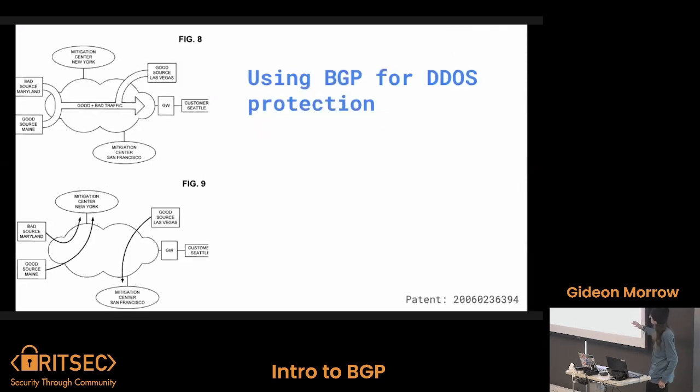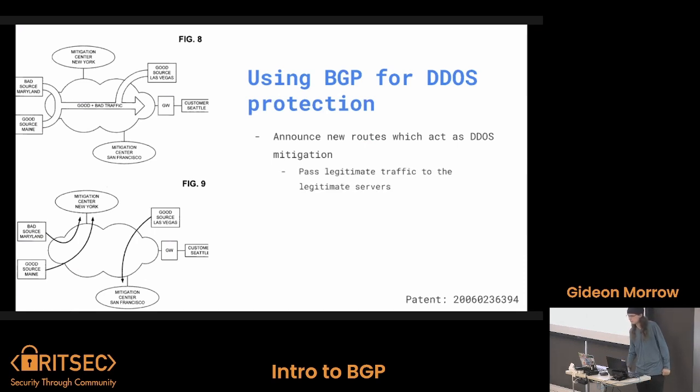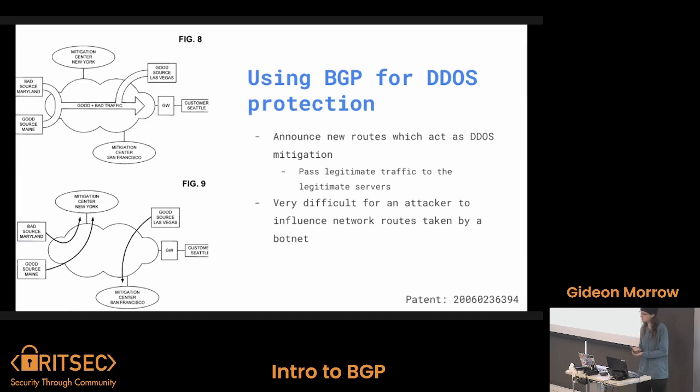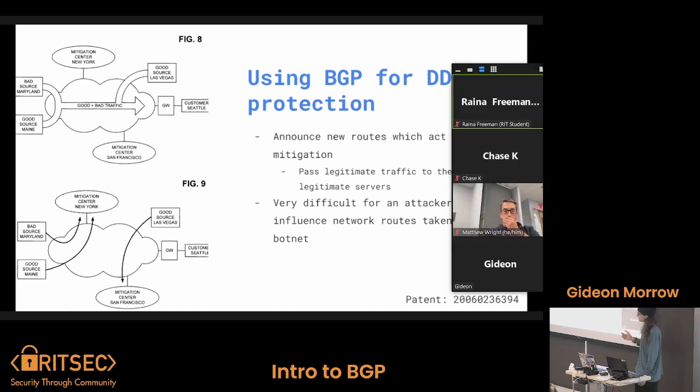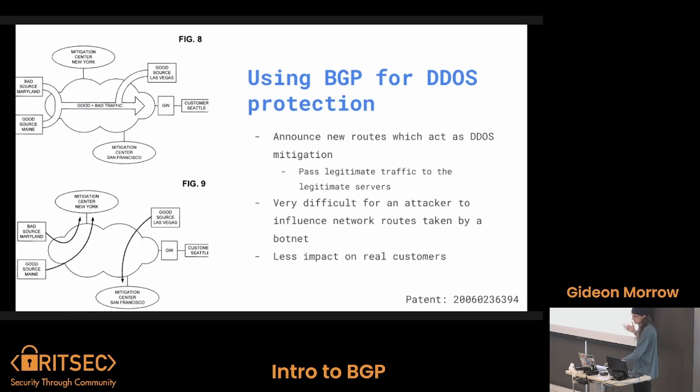And another interesting thing you can do, you can use BGP for DDoS protection, as a tool. Basically, you announce new routes, which act as the DDoS mitigation. Basically, you say, hey, instead of going to my data center, go to my something else. Instead of something like Cloudflare, for instance, where you would just be changing the IP address in DNS, this actually is going, botnets very rarely can control the BGP routes that they're using. And therefore, those mitigation servers will pass traffic to the legitimate servers. It's also very difficult for attackers to influence the routes, as I mentioned earlier. And it has less of an impact on real customers. If you're a real customer, you just get passed straight through.